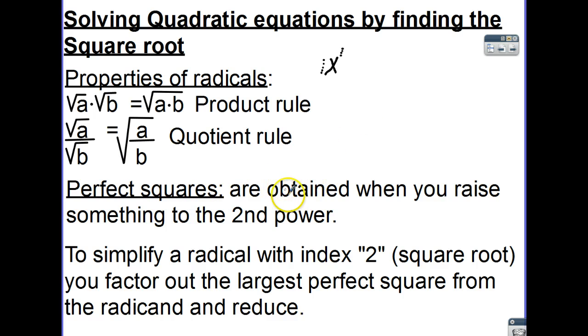Okay? Other things that we need to talk about first here are what perfect squares are. Perfect squares are obtained when you raise something to the second power. For instance, if you take 2 and you raise it to the second power, that will be 4. 4 is a perfect square. 3 raised to the second power, well, that's 9. 9 is a perfect square. Interesting things about these perfect squares, and I'll go ahead and label this perfect square up here.